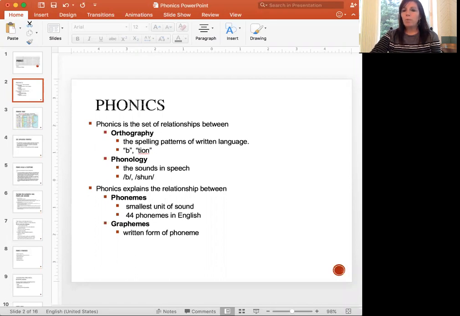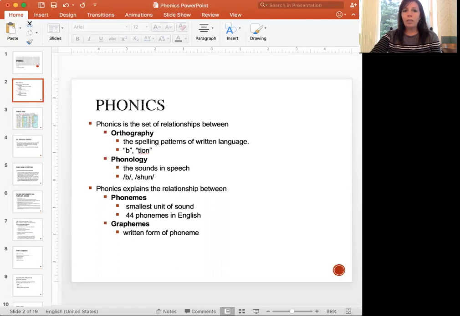So for example, when your kindergarten student learns that the letter B has the sound of B, and your second grader learns that T-I-O-N sounds like shun, they are learning phonics. Phonics explains the relationship between phonemes and graphemes.